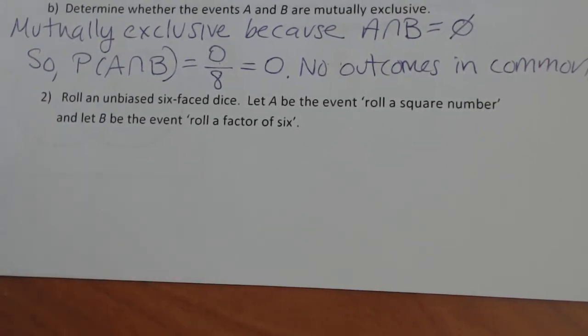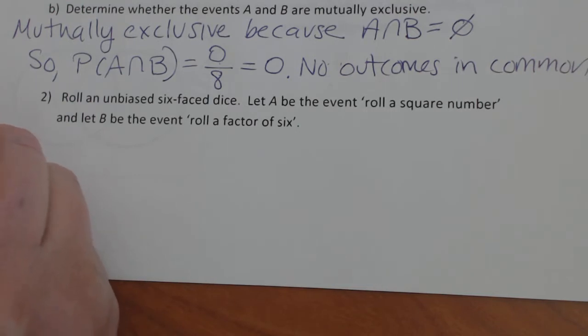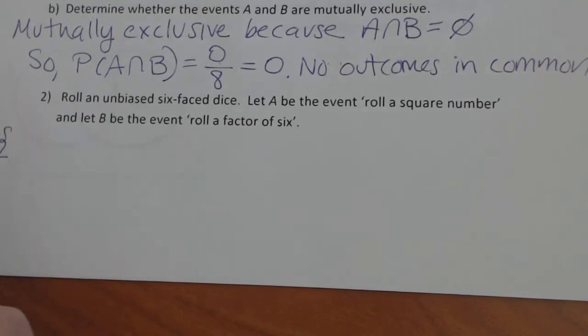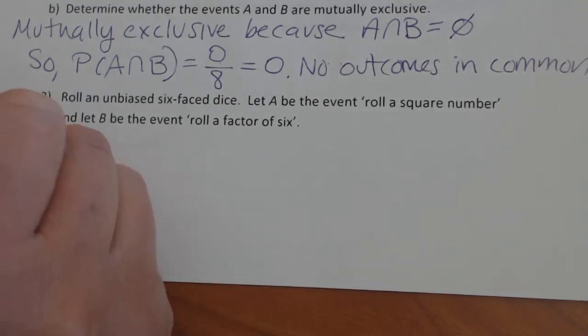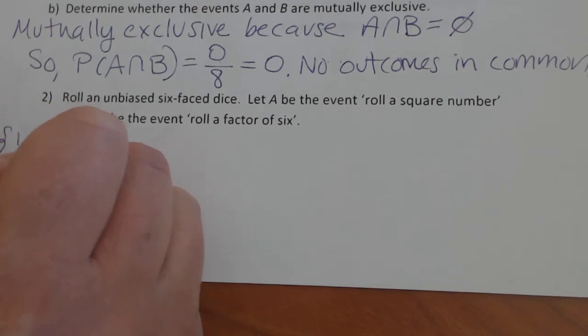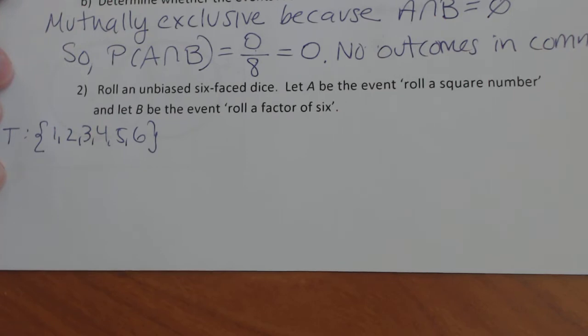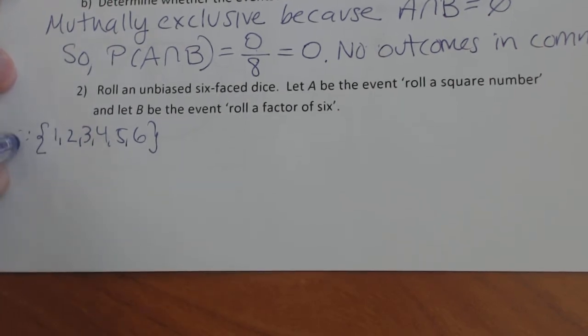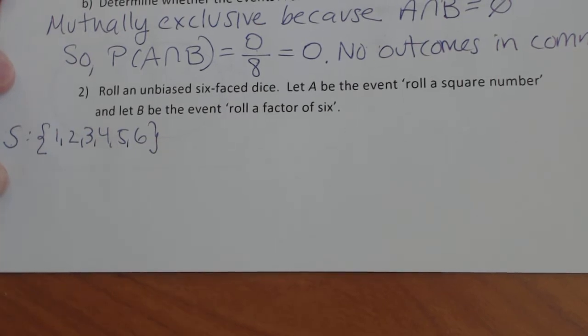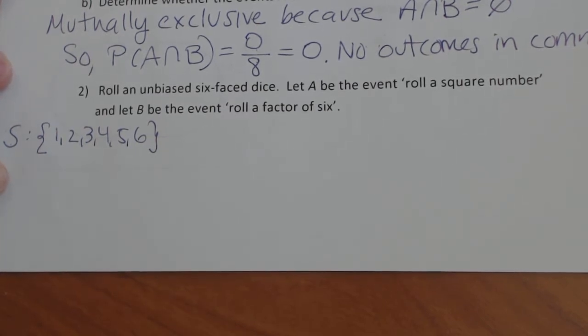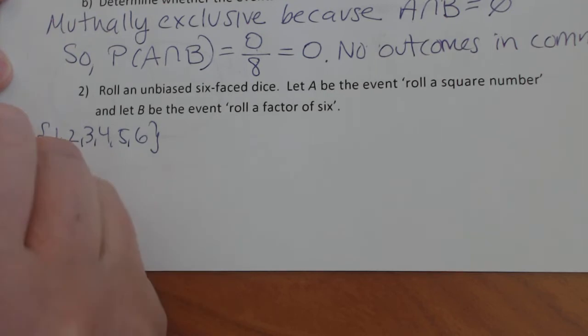So what I like to do is first get my total sample space. We're rolling an unbiased six-faced die, so I have 1, 2, 3, 4, 5, and 6. Those are the total outcomes that I can have. That's my sample space. I'm going to label that as S. Sorry, I'm erasing a lot here. I'm showing you how my awesome gel pen erases. So my sample space is 1, 2, 3, 4, 5, and 6.